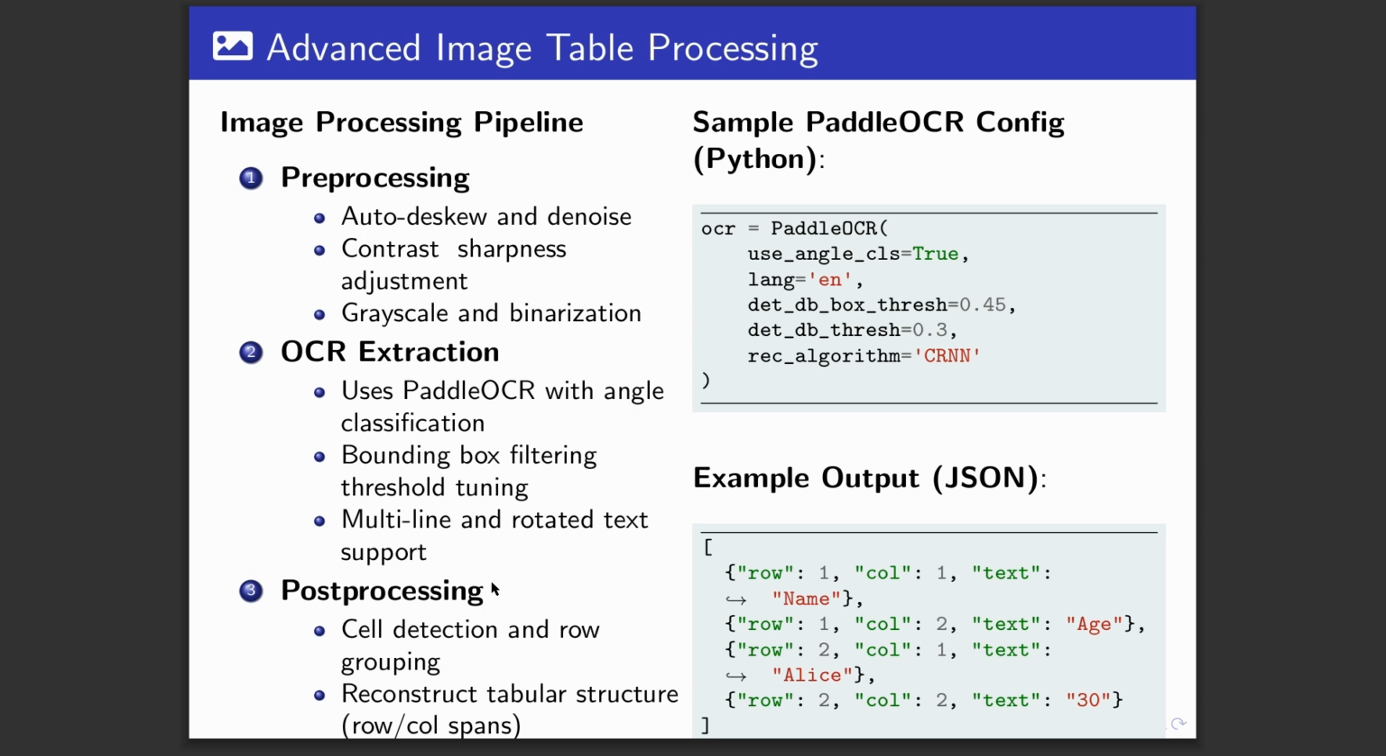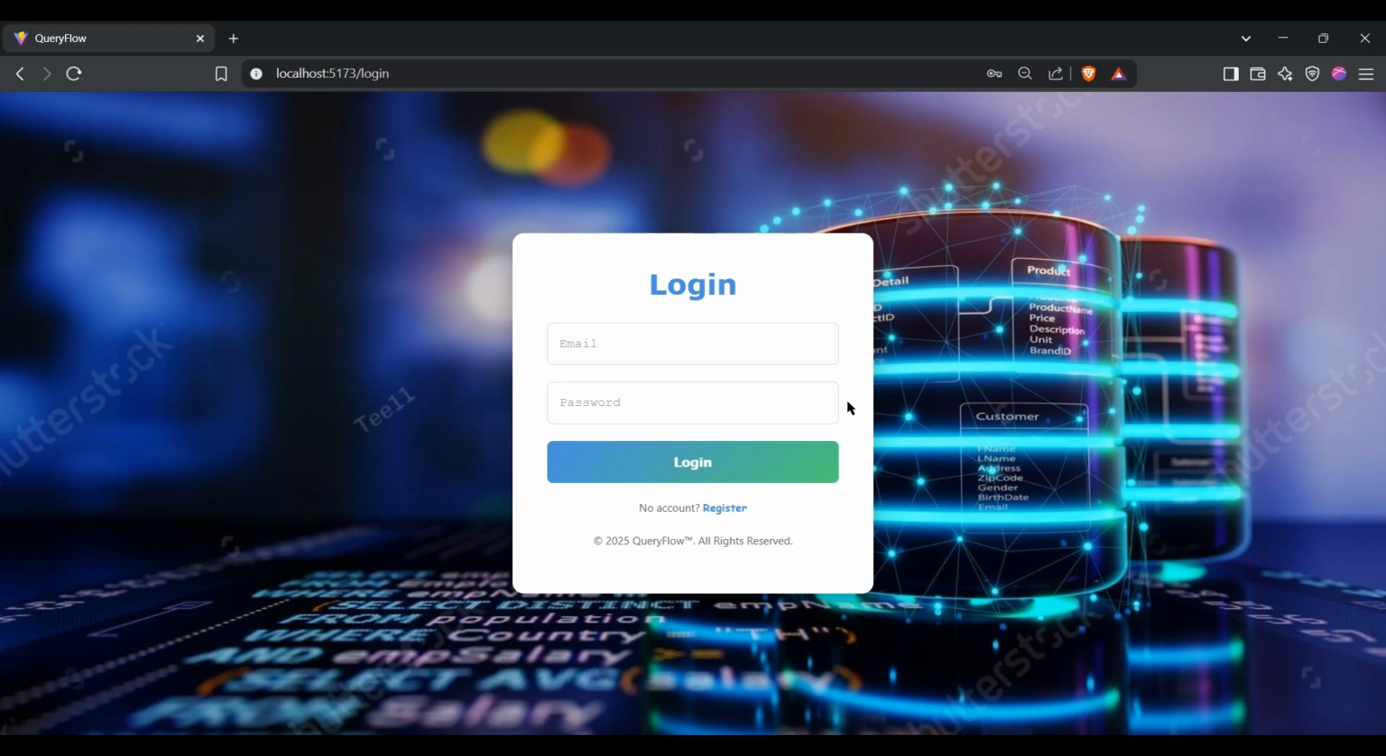Finally, we reconstruct the table, maintaining row and column structure, and generate the corresponding create and insert SQL queries. This pipeline gives us a 30% boost in OCR accuracy compared to raw inputs.